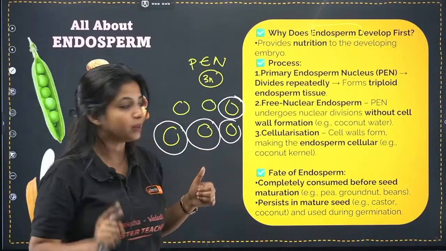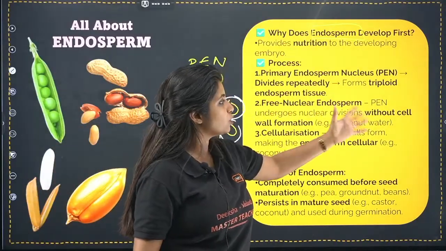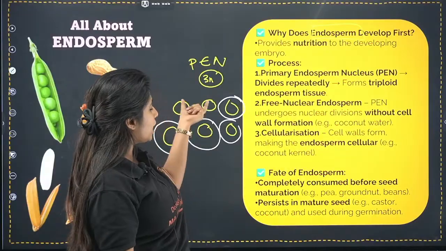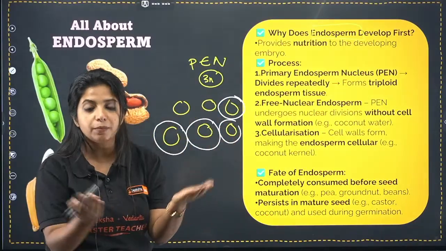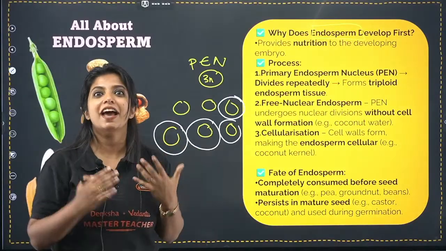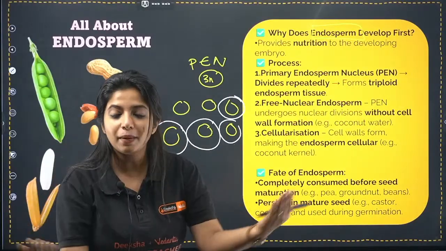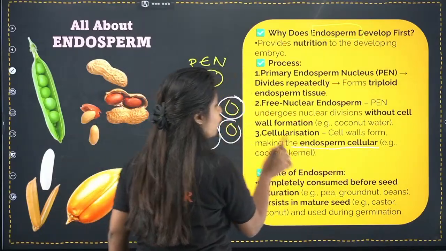Yes, listen to me. The first one is the free nuclear endosperm, which is what I have just drawn here. This free nuclear endosperm is not covered by a cell wall. Then we say that cellularization has taken place, as in they are covered by cell wall, and that is how you get the cellular form of endosperm.